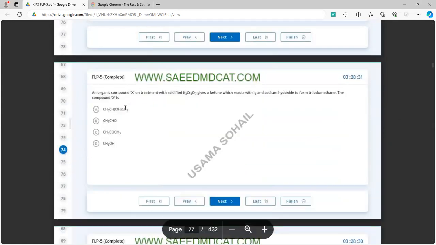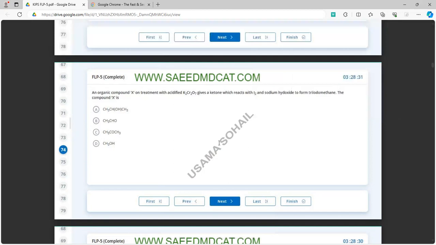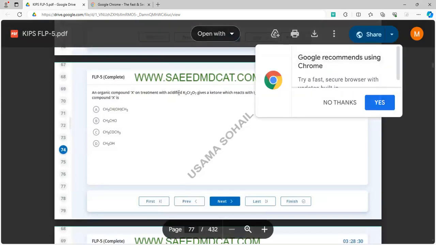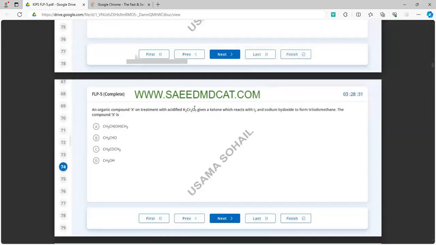Now in question number 74, they ask what reacts with acidified potassium dichromate, which is an oxidizing agent, to give a ketone. In the previous question, I already discussed that whenever we react a secondary alcohol with an oxidizing agent, a ketone is formed. So the correct option will be A. A is the only answer which has the secondary alcohol, meaning the OH group is on carbon number 2.